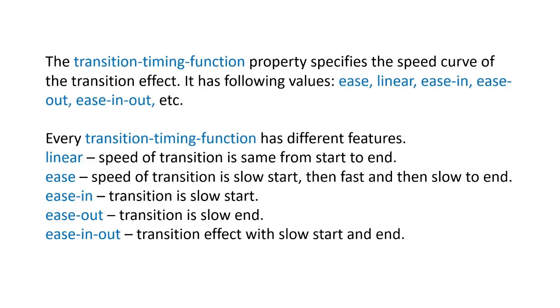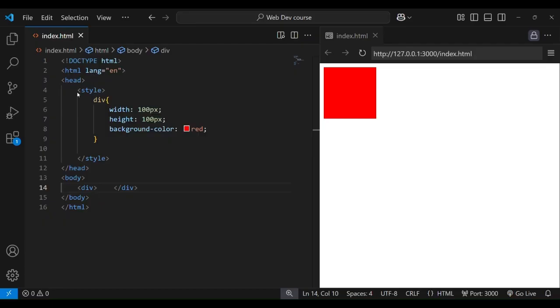Ease-in: the transition has a slow start. Ease-out: the transition has a slow end. Ease-in-out: the transition effect has a slow start and end. Let's look at a quick demonstration.